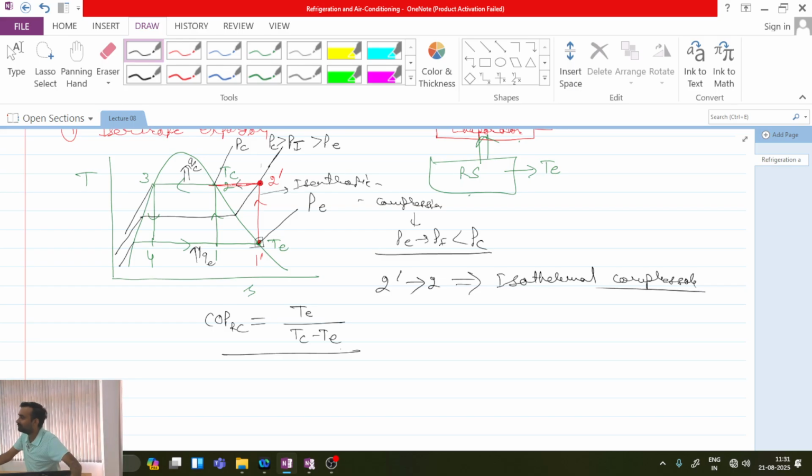However, we still use this reverse Carnot cycle as a benchmark for comparing the performance of actual cycles against a reference case, which gives us an idea of how efficient our actual system is with reference to the Carnot cycle. Okay.